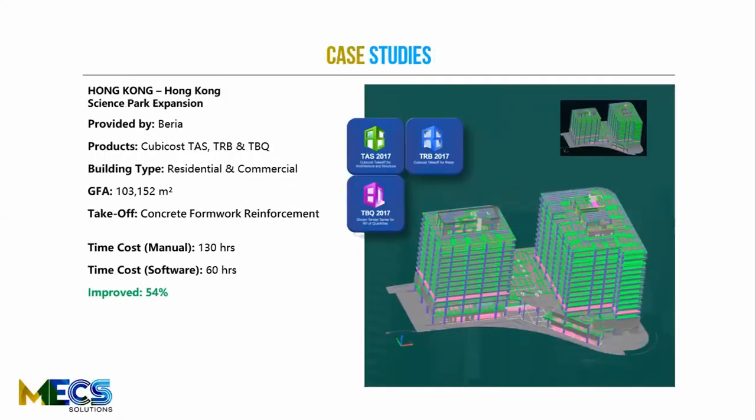For this next project here, Hong Kong Science Park expansion using TAS, TRB, and TBQ, our team did it in 60 hours, whereas the construction company took 130 hours. So that's a 54% improvement.